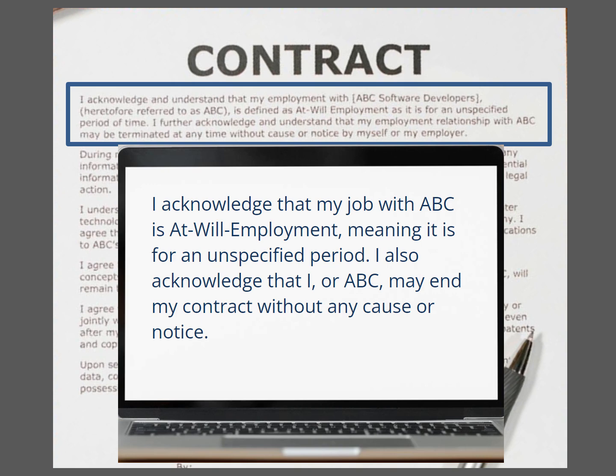Now, this could easily be reworded to, I acknowledge that my job with ABC is at will employment, meaning it is for an unspecified period. I also acknowledge that I or ABC may end my contract without any cause or notice. We don't have to pretend like we're arch enemies, and we still keep the tone of it.